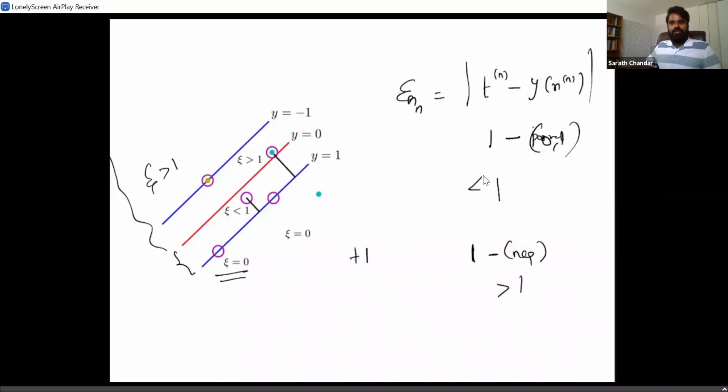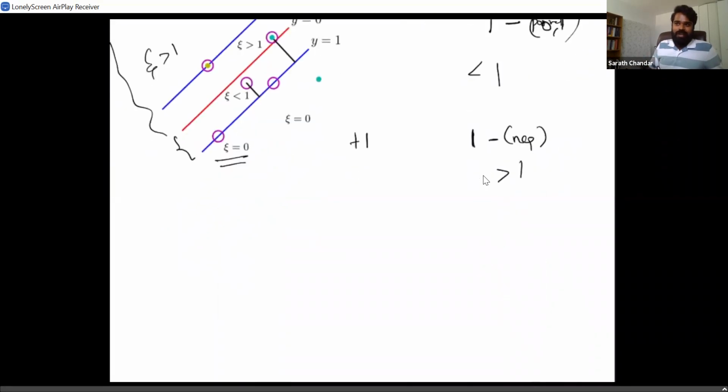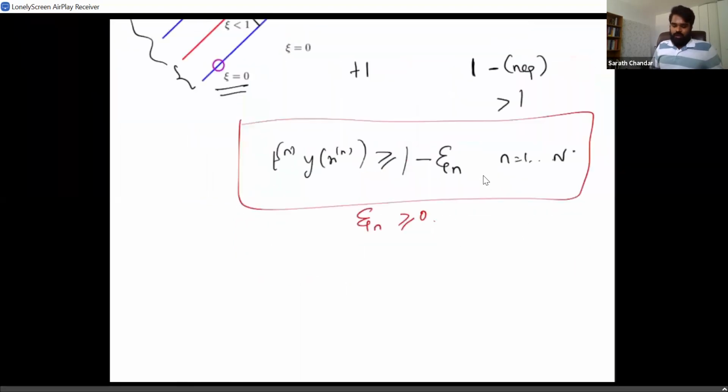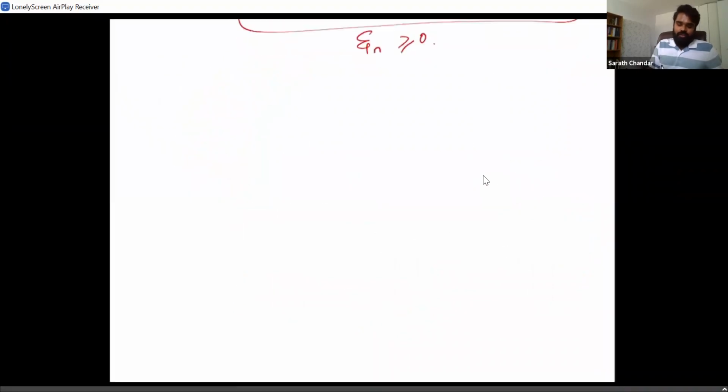Is that clear? Now the moment I have such a slack variable formulation, I can replace the exact constraints, t of n times y of xn greater than or equal to 1, with the constraint that t of n times y of xn is greater than or equal to 1 minus epsilon n, for n equal to 1 to N. So instead of having the exact constraint, I'm going to have this additional slack variable here. We have already seen the situation: there are three possibilities. Epsilon n is equal to 0, or it is between 0 and 1, or it is greater than 1.